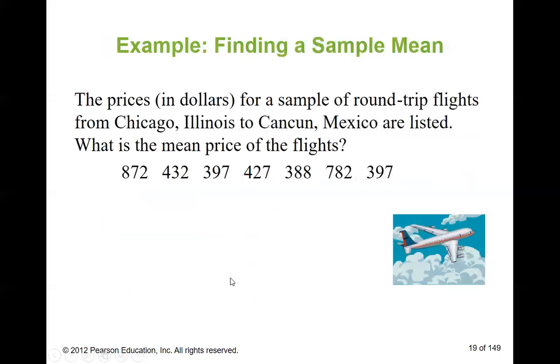Now, here's a question. The price in dollars for a sample of round-trip flights from Chicago to Cancun are listed. Can you find the mean price of the flights? And you say yes. So I'm going to give you a second to do that. Again, you want to make sure you got a calculator. This would not be a lot of fun to do without one.